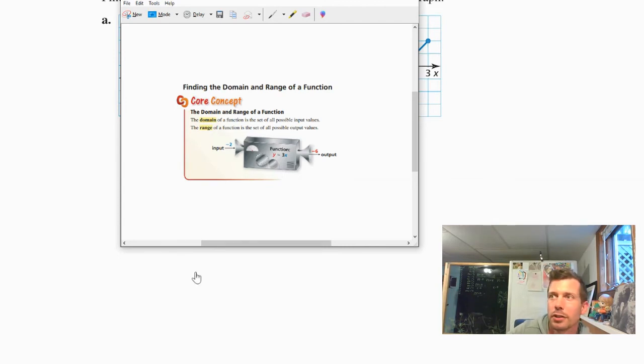Now, if you notice this little machine here, this is a function machine. Whatever you put into it, you get something out of it. So think of that in terms of a machine, input, output. The function would be your equation. So input and output.